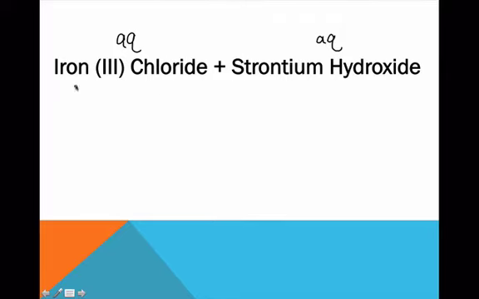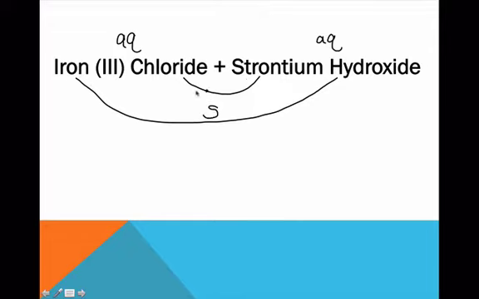This is a good start. The next thing I have to check, though, is to make sure I get either one solid product or one liquid product. So when we're doing these, we remember that the outsides and the insides go together. So the iron 3 is going to go with the hydroxide, and the strontium is going to go with the chloride. And I connect them like this, and then I check them. So on the solubility table, I would look up iron 3 hydroxide. And what I'm going to find is that's a solid. And then if I look up strontium chloride, I'm going to find that that's aqueous.